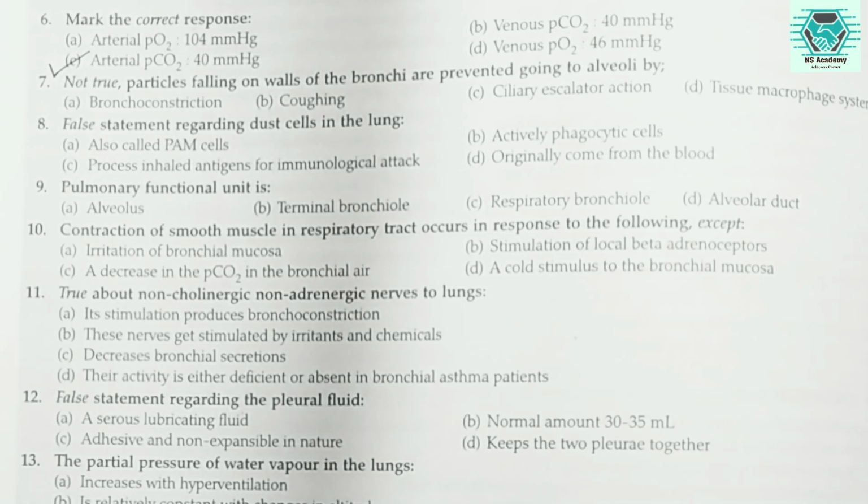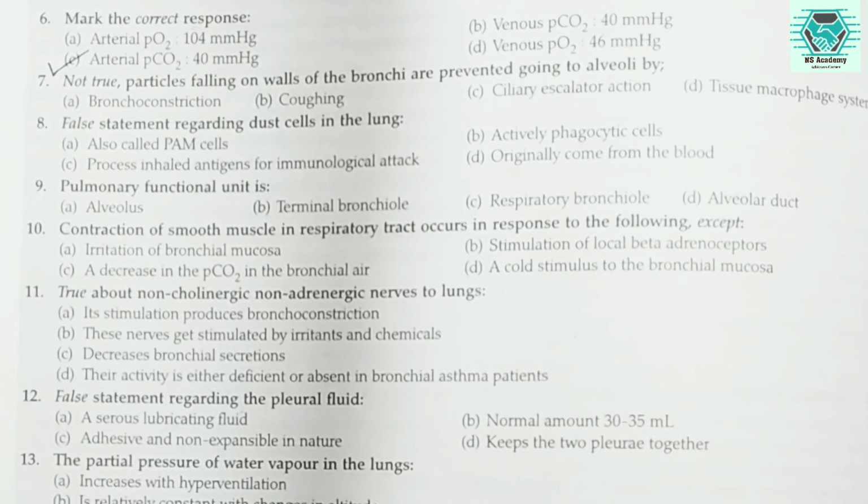Now moving to number 7. Not true: particles falling on the walls of the bronchi are prevented from going to the alveoli by. After the bronchi there are bronchioles and then the alveoli, which have very thin membranes. So the things falling on the walls of the bronchi are prevented from going to the alveoli by.